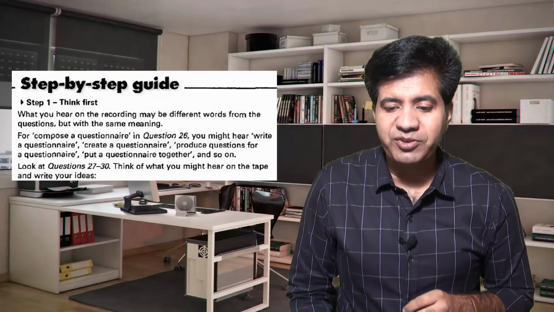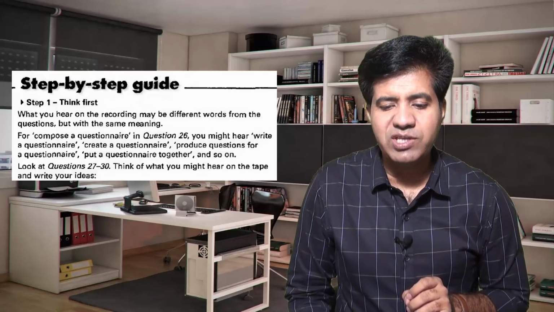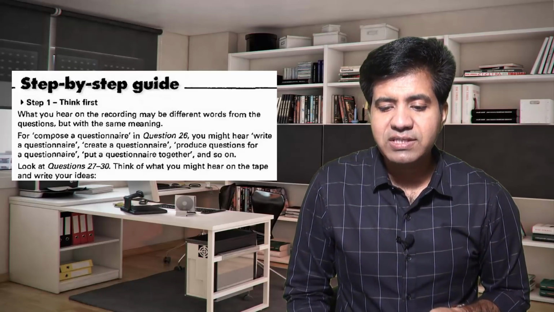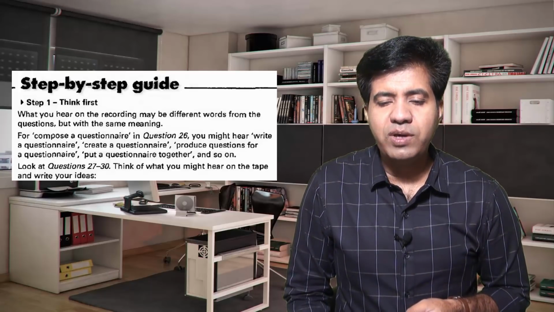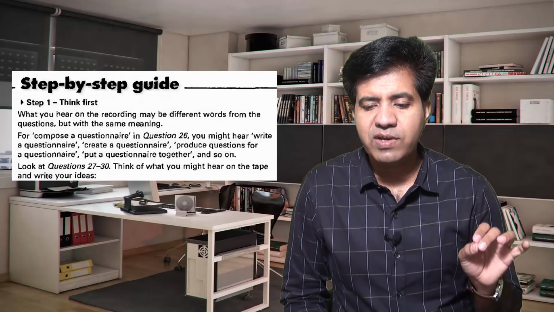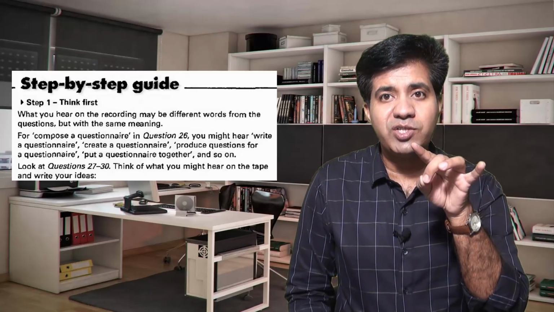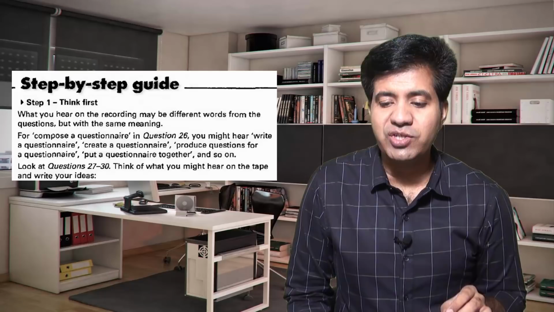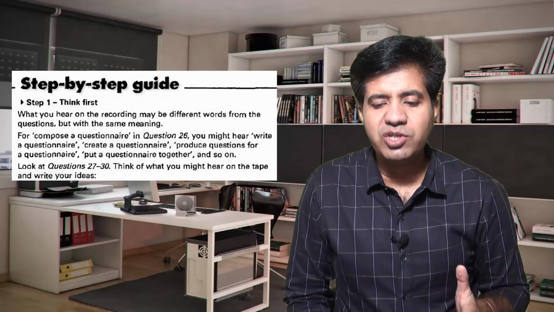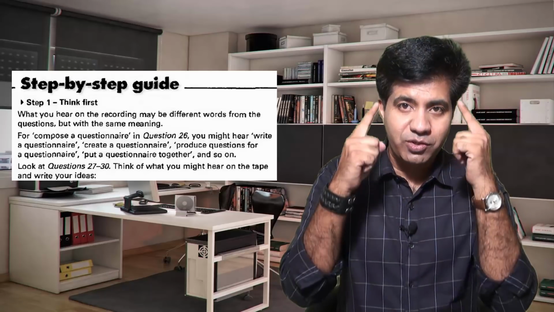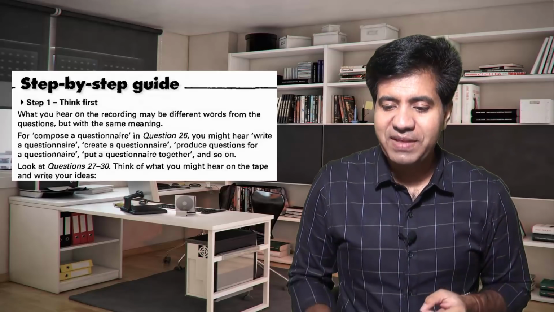Step-by-step guide. Now I'm going to guide you step by step. Step 1: think first. What you hear on the recording may be different words from the questions. They can use synonyms, and they always use synonyms actually, with the same meaning. For example, in question 26 you can see 'compose a questionnaire'. For this you might hear 'write a questionnaire', 'create a questionnaire', 'produce questions for a questionnaire', or 'put a questionnaire together', and so on. There can be anything like that, but you should keep in mind that it's a questionnaire.